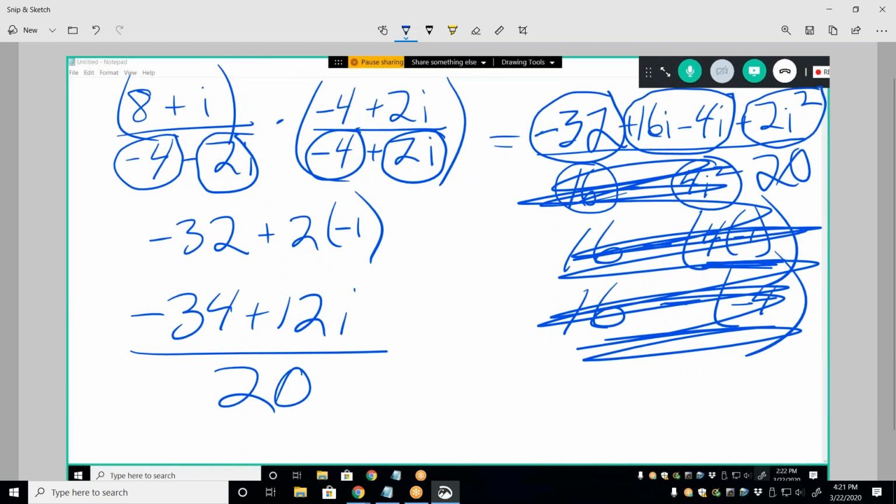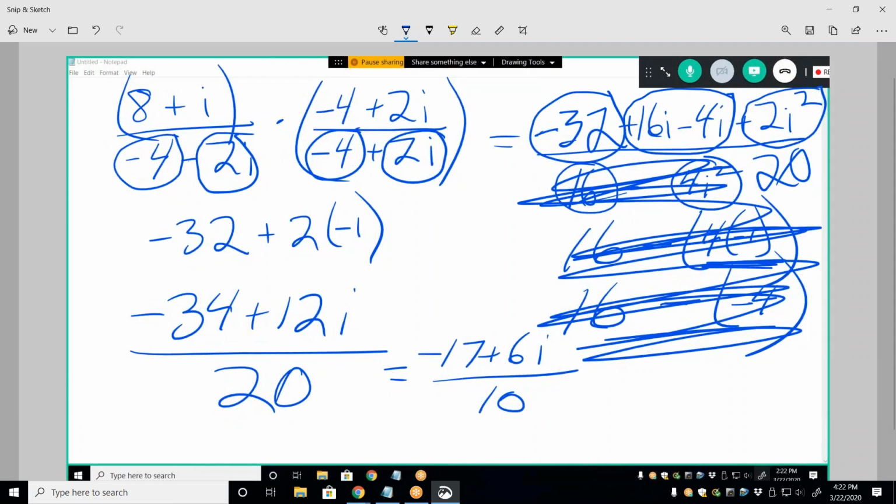So what can I do now? Take out a 2. Okay, what do you get? So it's 12. Take out a 2, you're dividing the numerator by 2 and the denominator by 2. That's what you mean by take out a 2. Yeah. So it's minus 17 plus 6i, all divided by 10.